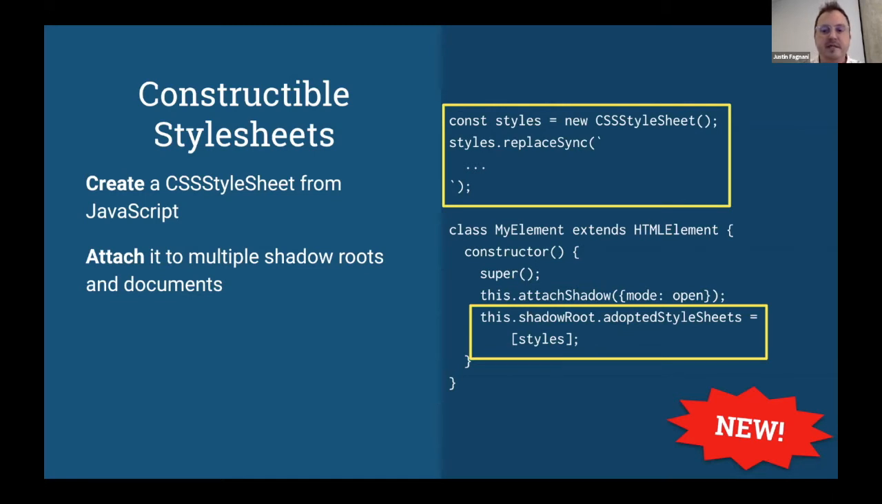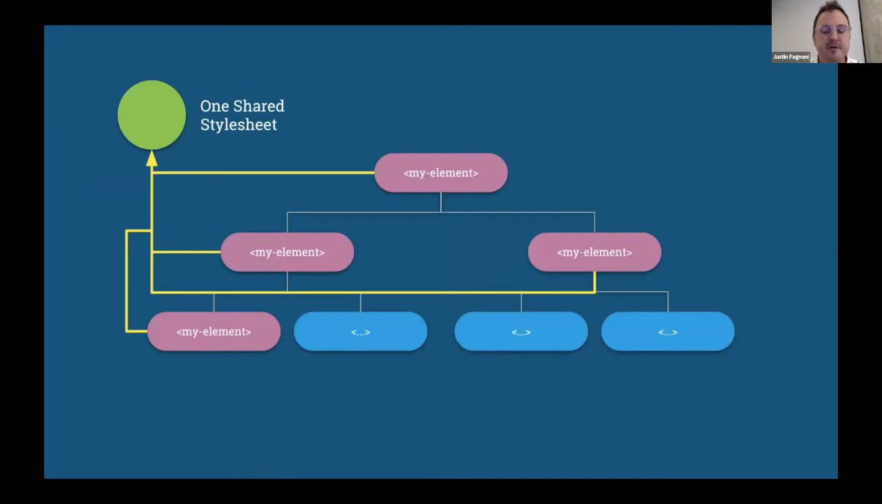And the really nice thing here is that if you have a bunch of elements that share some styles, they all just get a simple JavaScript reference to one shared style sheet. So this is very good for performance. And it also makes styles quite easy to share across different types of components. You might have your base theme that you add to all of your shadow roots.